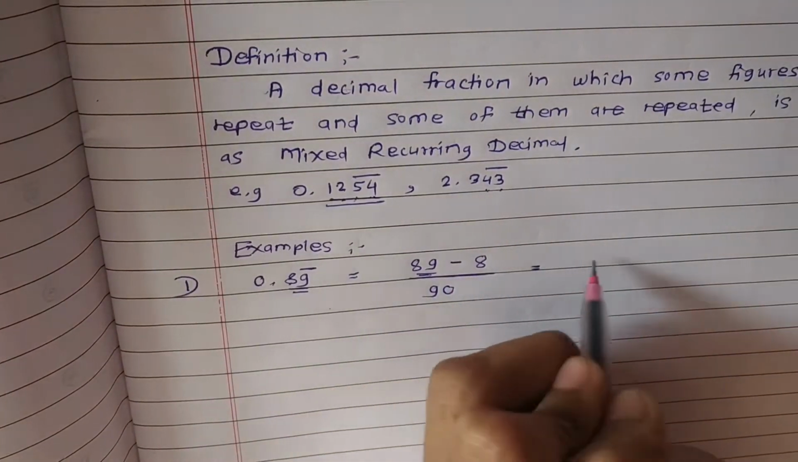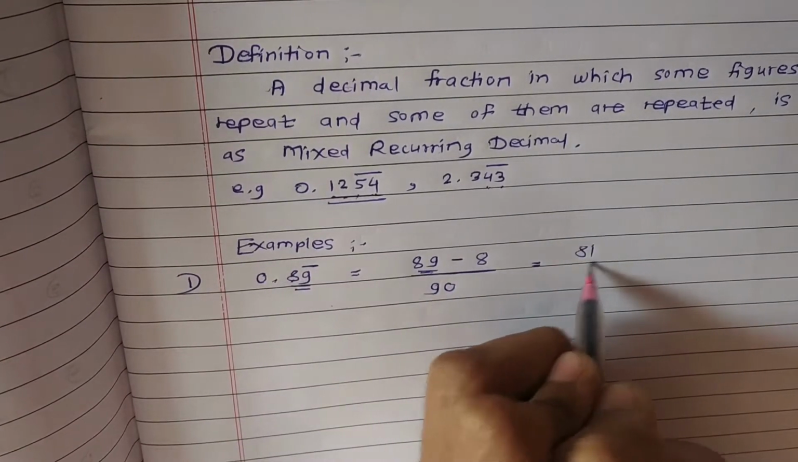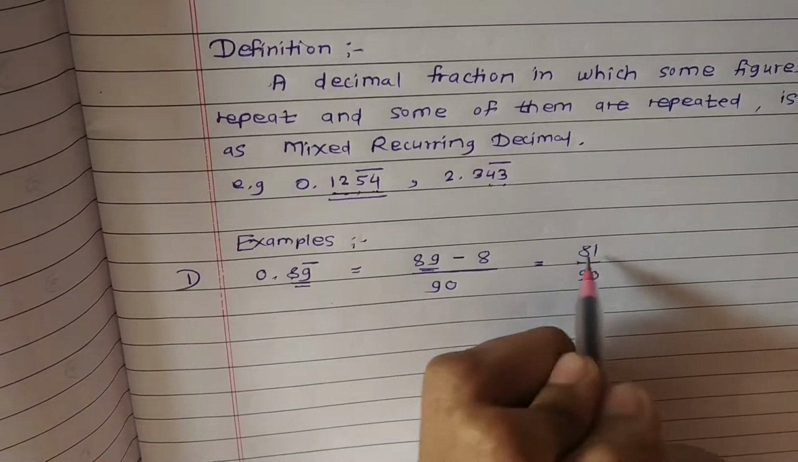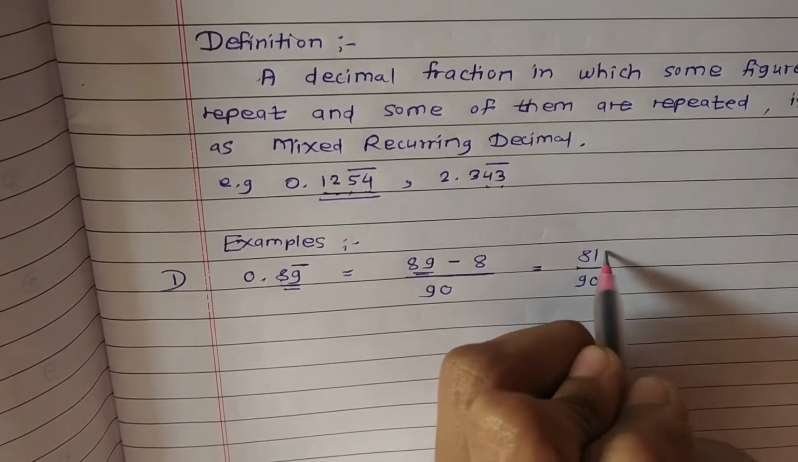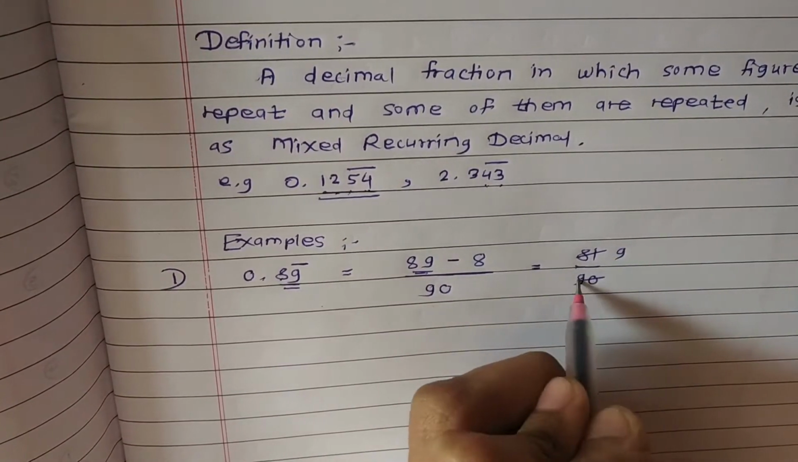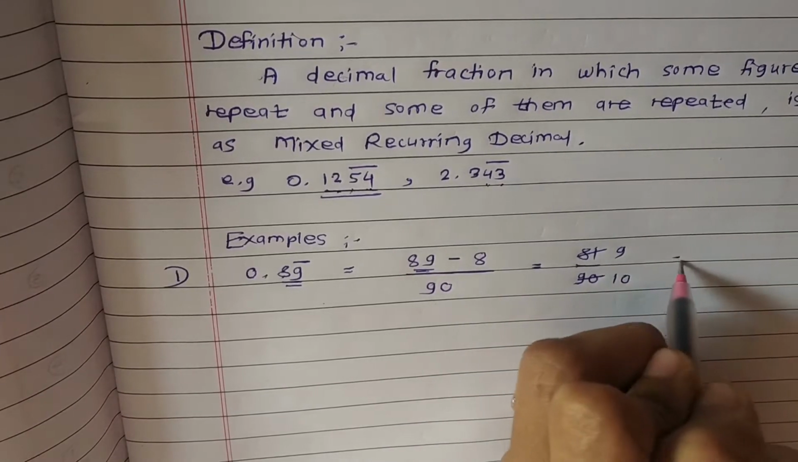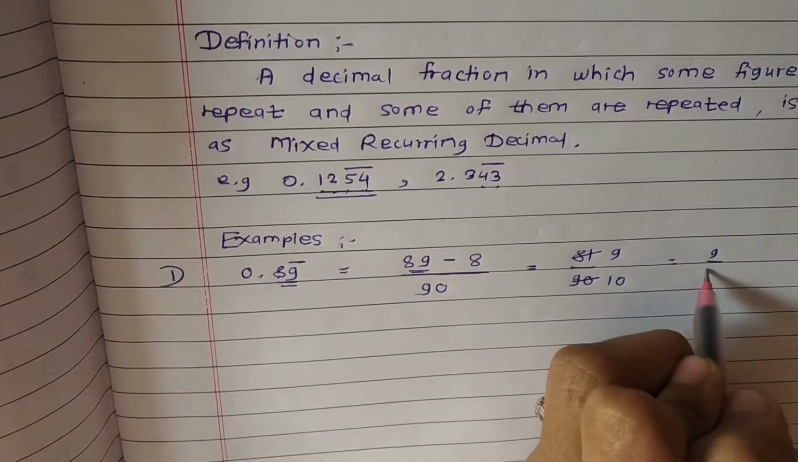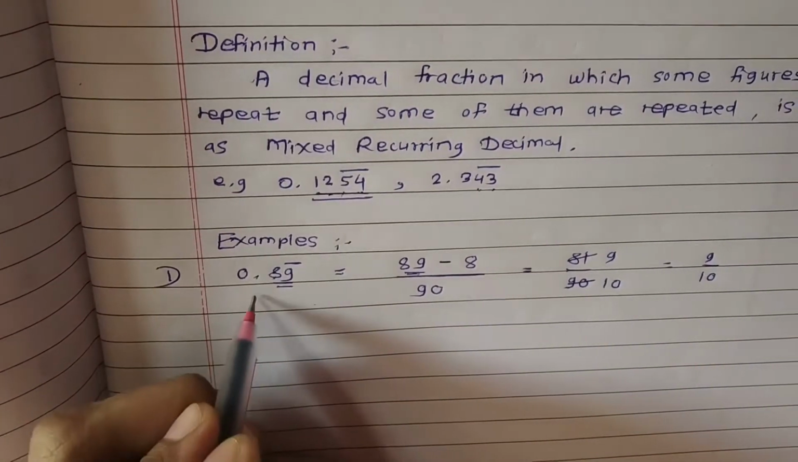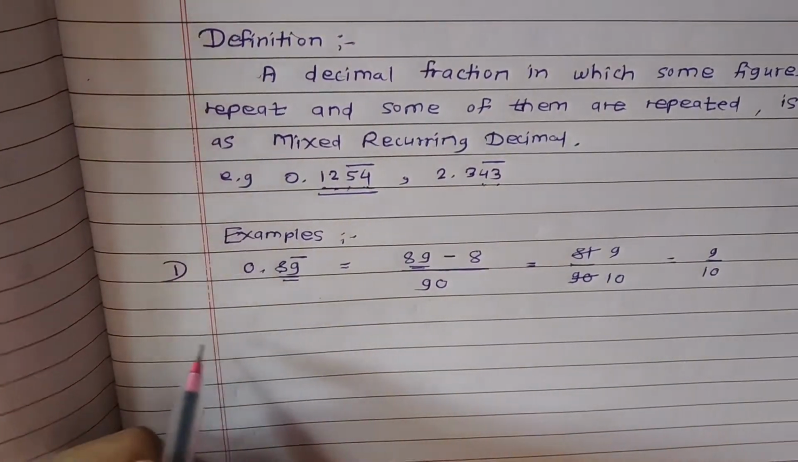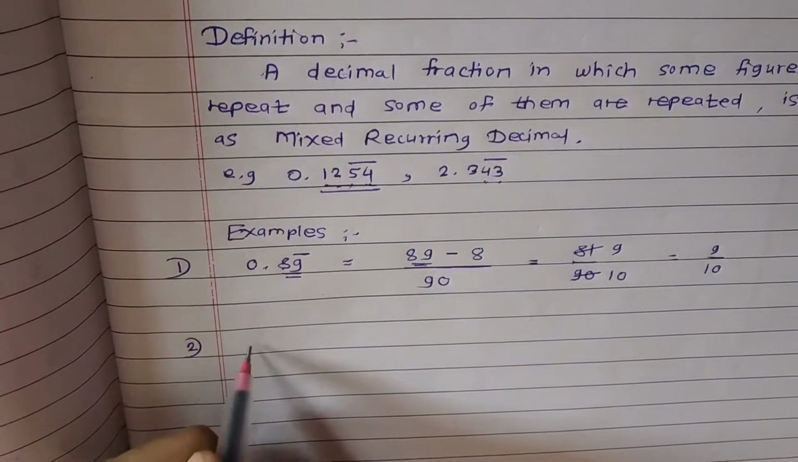89 minus 8, which is equal to 81 upon 90. 81 and 90 both can be cancelled by 9. 9 9s are 81 and 9 10s are 90, which is equal to 9 by 10. Hence this is the vulgar fraction for 0.89 bar.